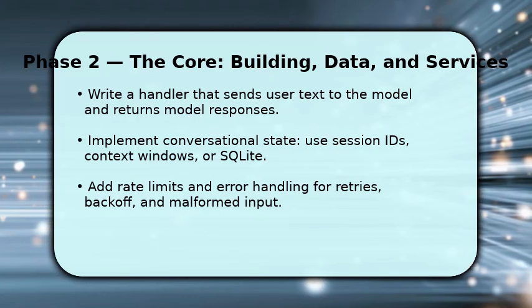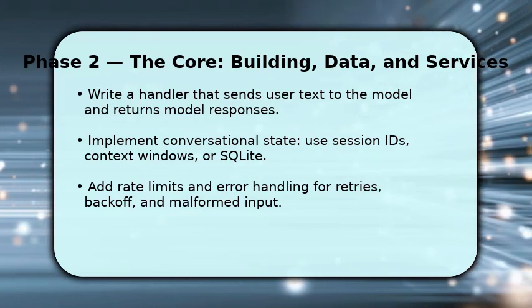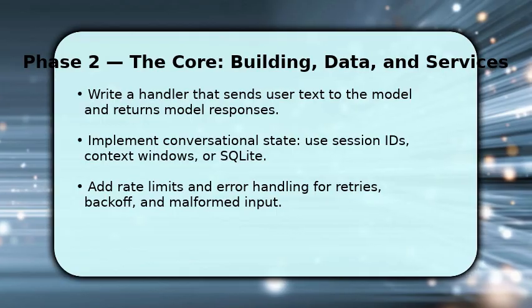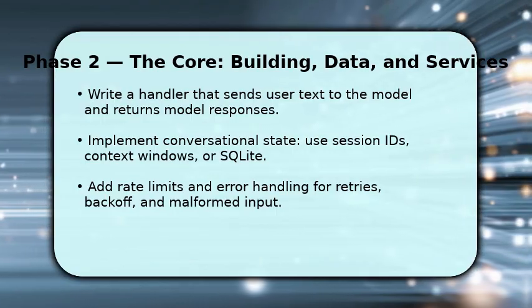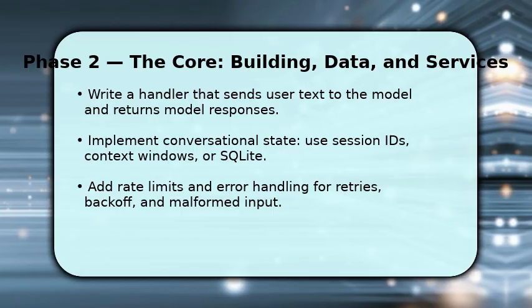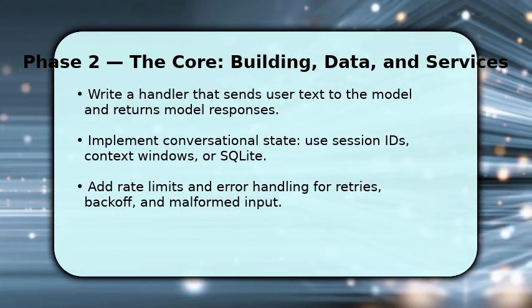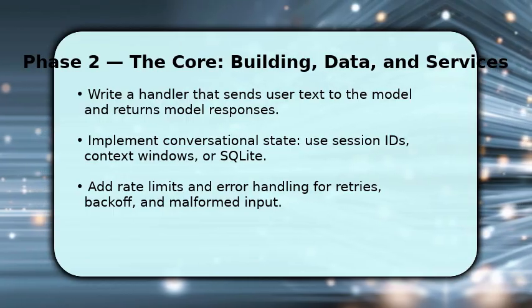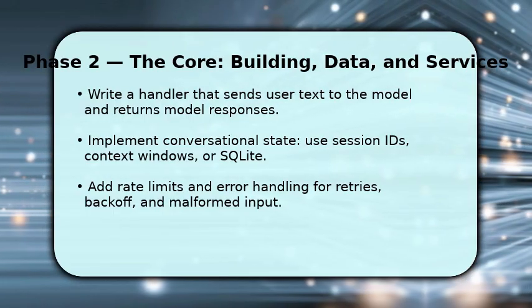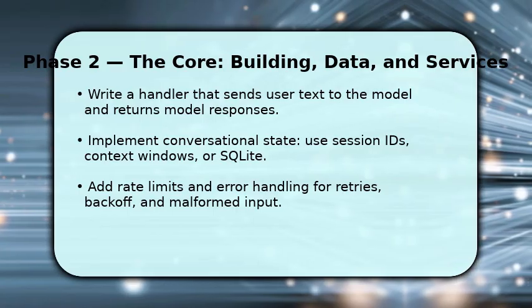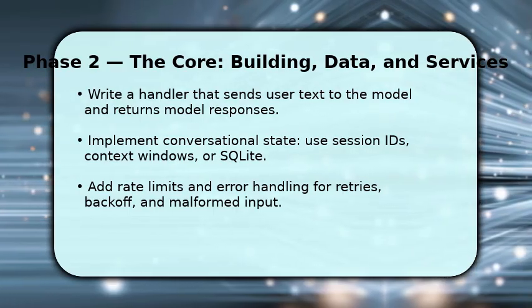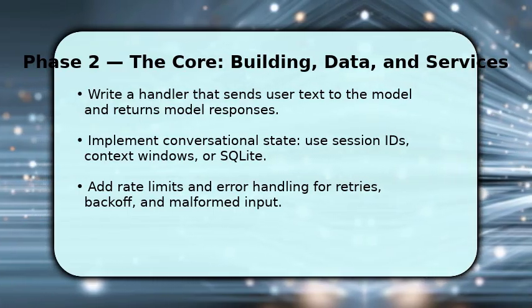You now implement the chat loop and state management. This is the heart. Build a function that accepts user input, appends context, calls the model API or local inference, and returns text. Use a context window to trim old messages and store recent messages per session in SQLite or in an in-memory cache. Once done, add retry logic with exponential backoff and input validation.